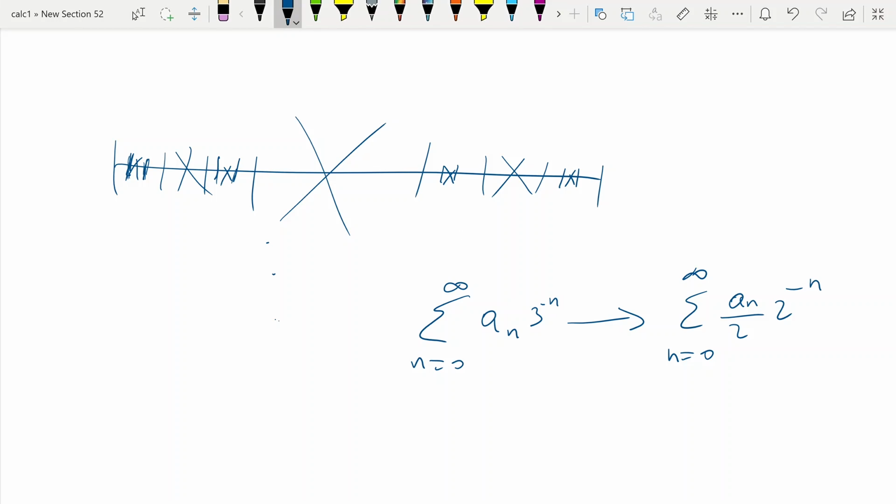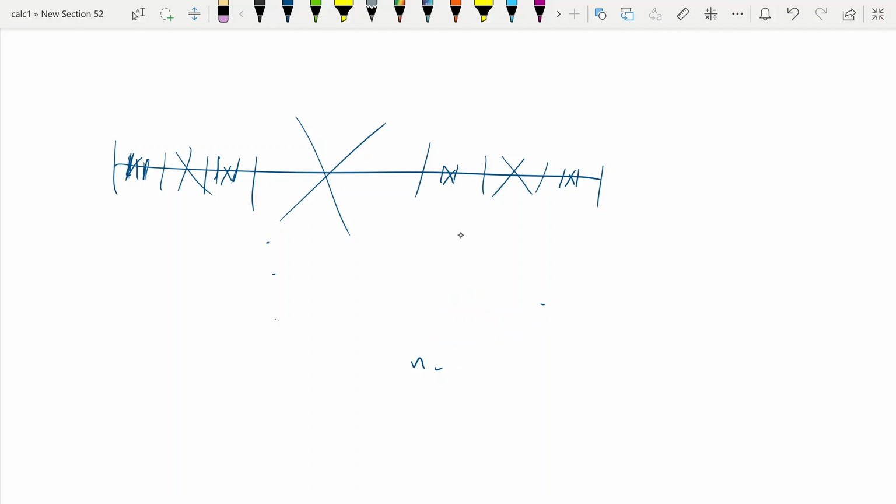Since a_n is either 0 or 2, this is 0 or 1. And it's an exercise for you to prove that this f here is actually a bijection. But that tells you something. There's a very small set sitting inside the unit interval that has the same cardinality as the interval itself. So the Cantor set sits inside the interval [0,1], and it has the same cardinality.